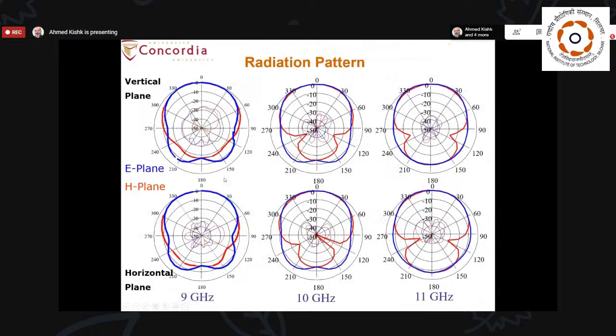And this is the kind of radiation pattern that you can see for both polarizations, for vertical polarization and for horizontal polarization. And the main thing you observe here is that the cross polarization level is really very low.